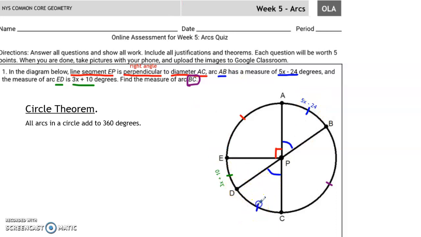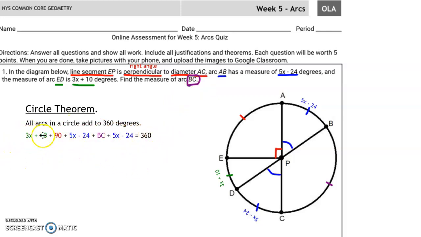So what I've done is I've marked off all the arcs that I have identified just to make sure that I haven't missed any, and it looks like I've identified all of the arcs in this circle. So I'm going to add them together and set them equal to 360 degrees. Okay, I've plugged them into the equation, but hopefully you can see by now that there's a small issue with this situation.